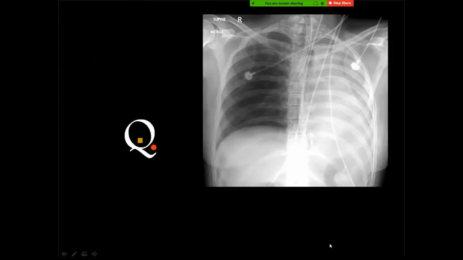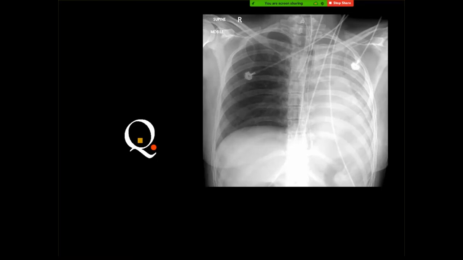Then, what do you think of this? It is a left white hemithorax, showing air bronchogram. Where is the lesion, left or right? Left. It is total lung collapse, left side.